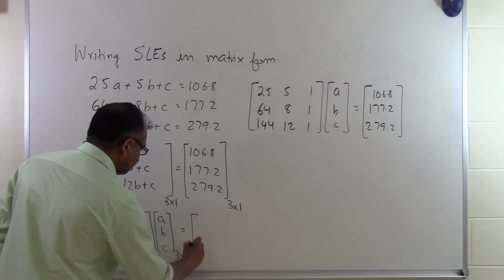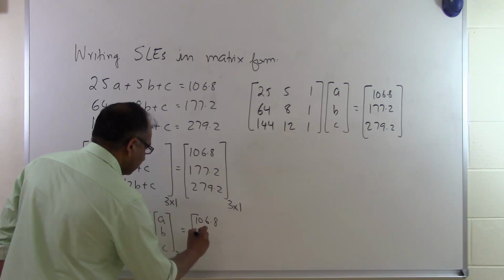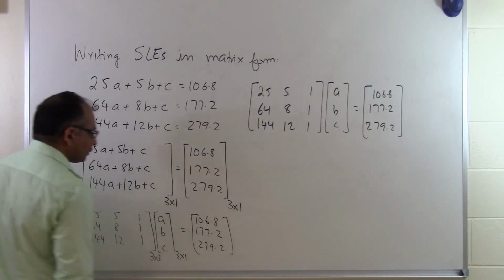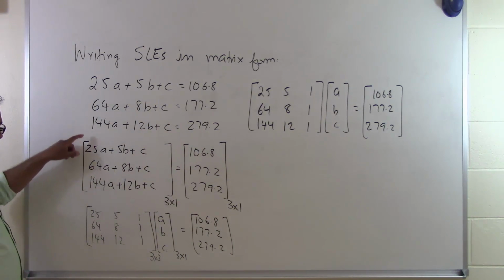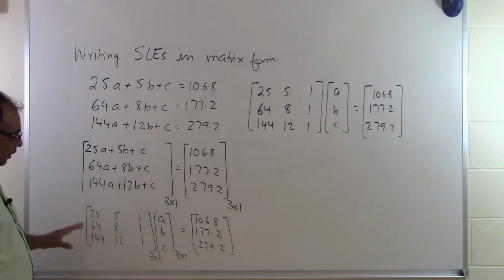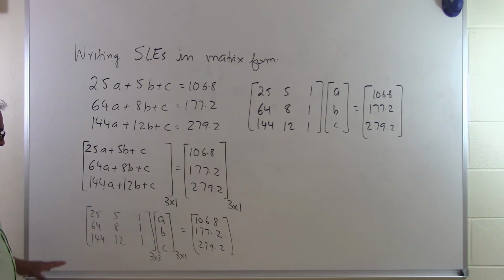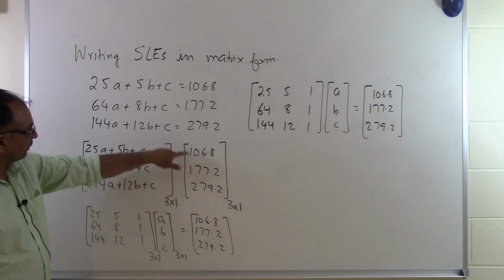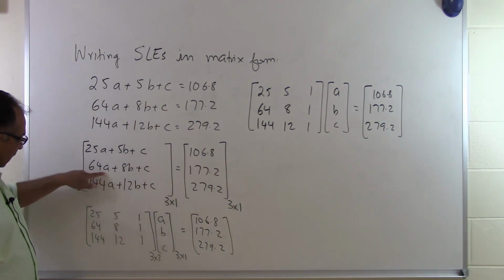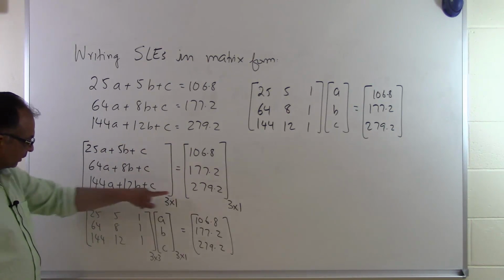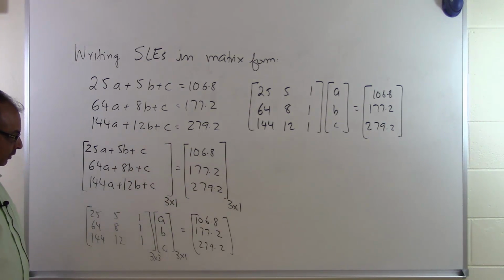It will be equal to 106.8, 177.2, and 279.2. So it's important to understand that we go from this to here, and then from here to here through matrix multiplication. This equality is based on when we consider two matrices to be equal: when element to element they are the same. This element right here is the same as this element as given by the first equation. This element here is the same as this element here as given by this equation, and this element here is the same as this element as given by this equation.